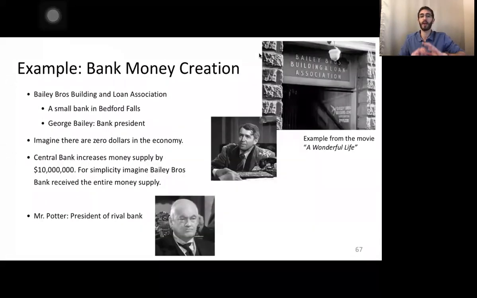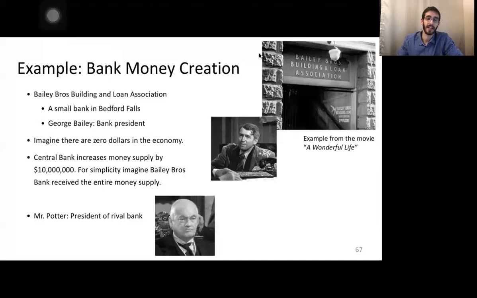So here's an example of how things work. This is all based on the idea of the reserve requirement ratio, which requires banks to keep a certain amount of money, and then they can loan the rest out. Imagine we're in an economy with $0, so there's no money in the economy. There are several banks though, and the central bank decides to inject all of its money into Bailey Bros Building and Loan Association, whose president is George Bailey. These examples come from It's a Wonderful Life, just to give us some context. It's not exactly from the movie, but the characters and bank names.